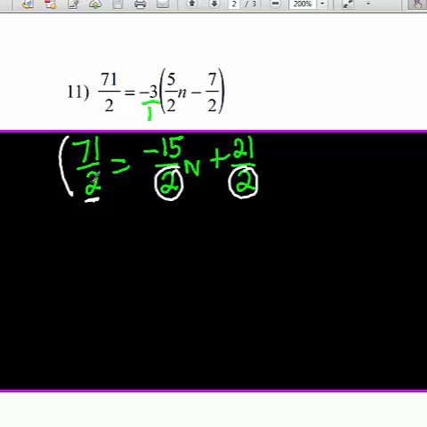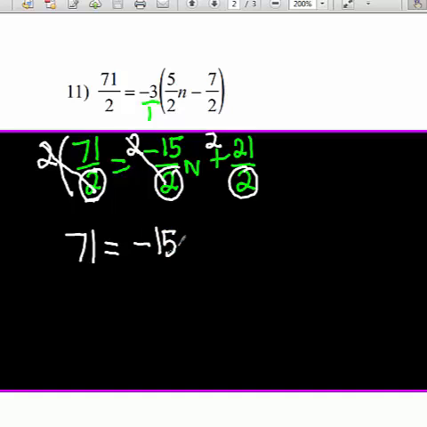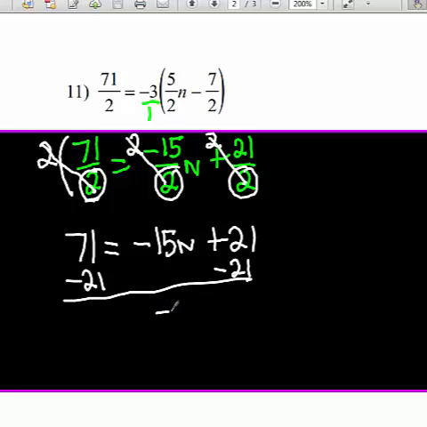Absolutely. So that means I can, because we know that if this is divide, the opposite of divide is multiply. So if I multiplied every numerator by 2, what would happen? Well, that would cancel, and I would just get 71 equals, the 2 would cancel, negative 15n. The 2 would cancel and give me plus 21. So now I got a nice easy problem, a problem that all of you have done. So we could easily then subtract our 21 over, and I got negative 15n equals, that would be then 50, and divide by negative 15.